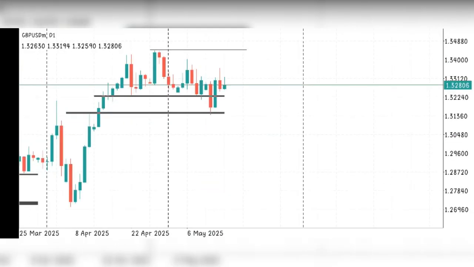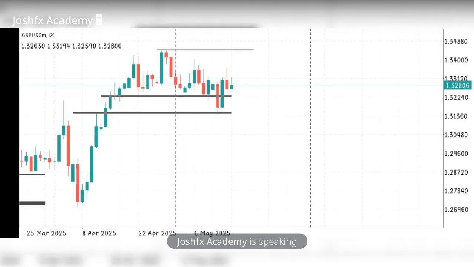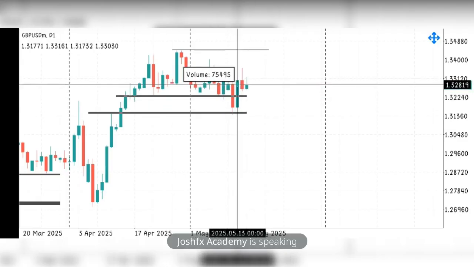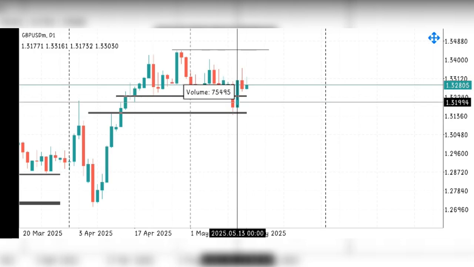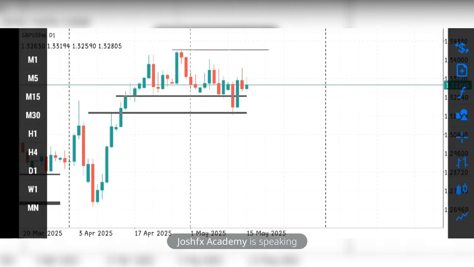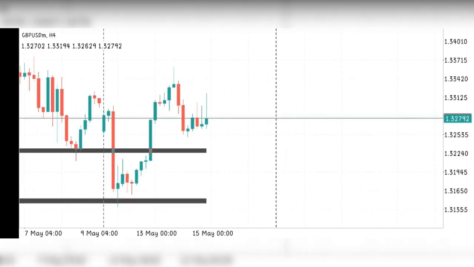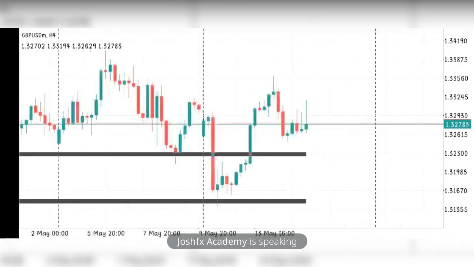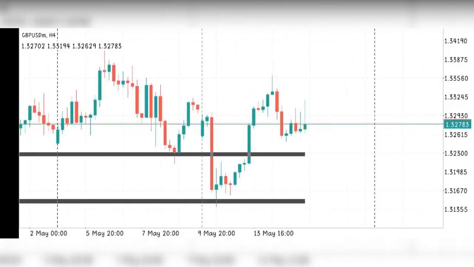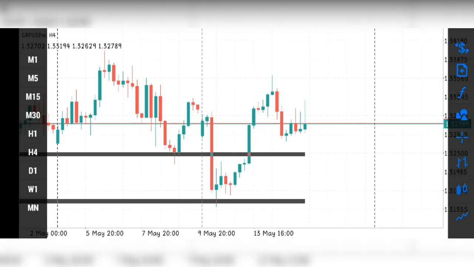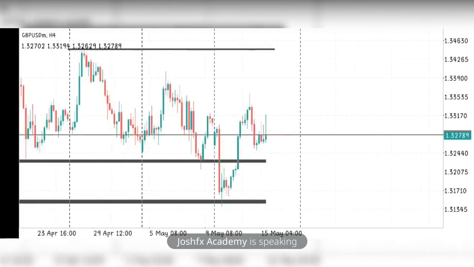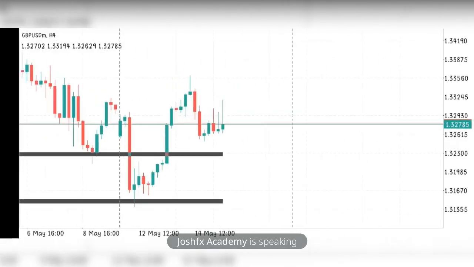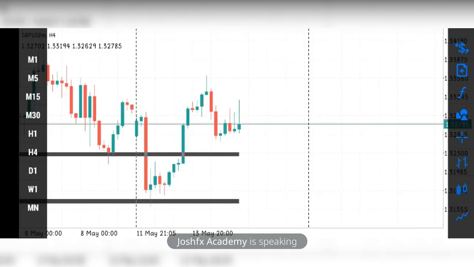So this is our daily, and the market is ranging seriously here. But there are things that we can see. The market has tapped into this particular point and is going up. But now, let's go to our monthly time frame.